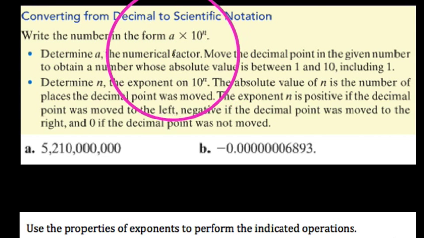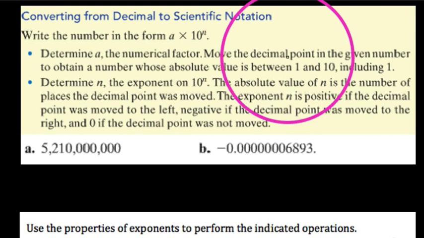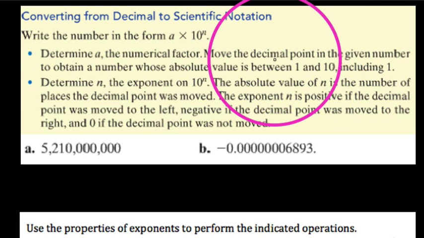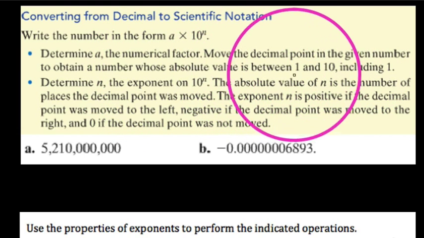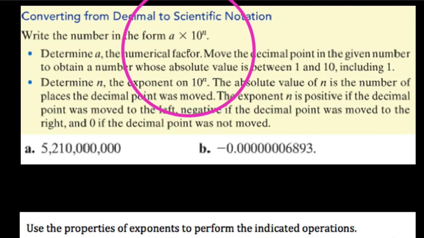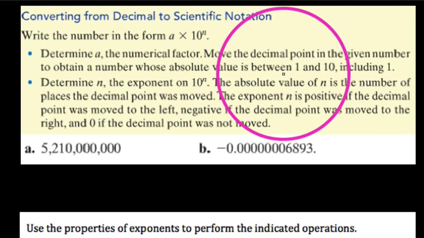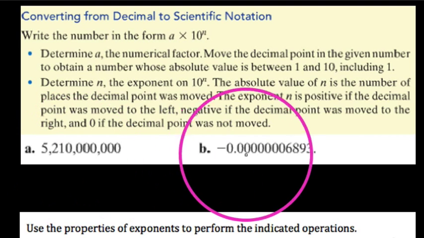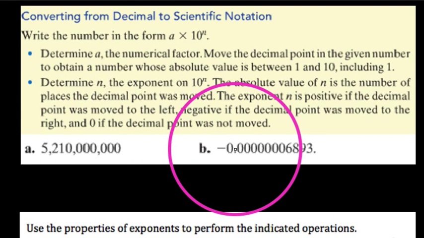But what we're going to do is determine that numerical factor, and we're going to move the decimal point in the given number to obtain a number whose absolute value is between 1 and 10, including 1. So basically what I just said is we want our number between 1 and 10. So when you look at both of these expressions down here, I'll give you the trick.